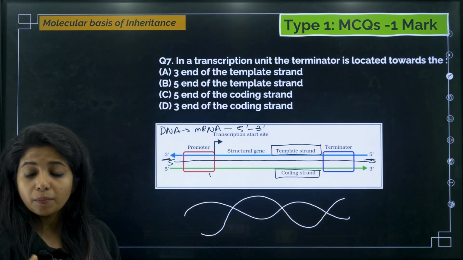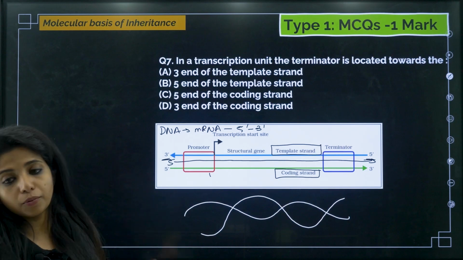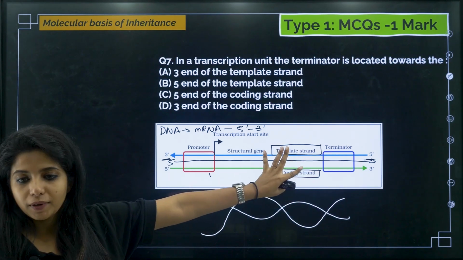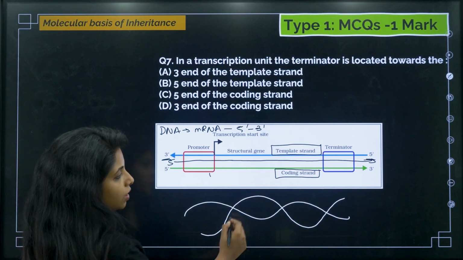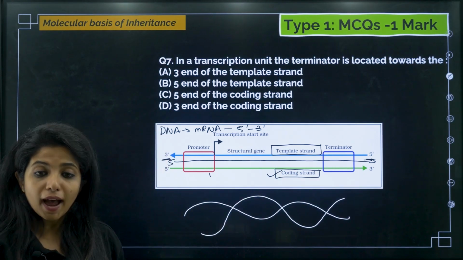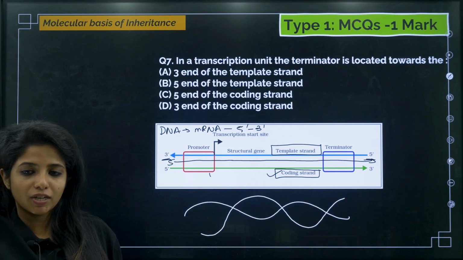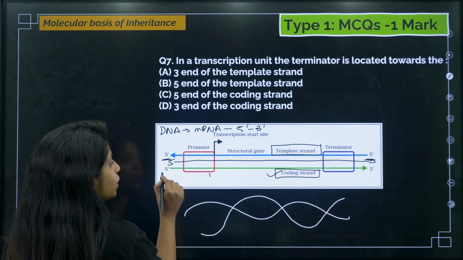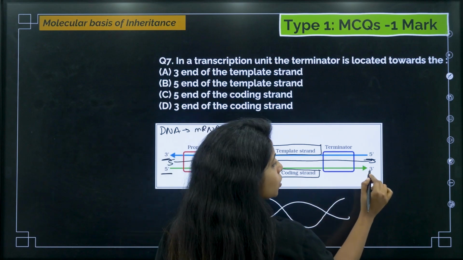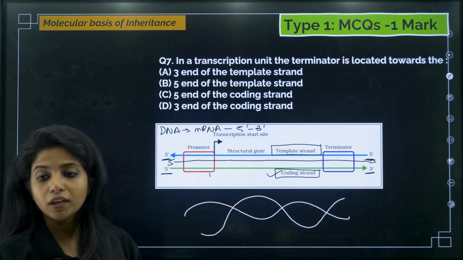Now, if you are asked about the location of the terminator or the promoter, you do not look for the template strand. You give reference to the coding strand, because the coding strand anyway does not have any work until now. So to not make it feel bad, we give reference to the coding strand. So we say the promoter is located towards the 5' end of the coding strand, or we say a terminator is located towards the 3' end of the coding strand.